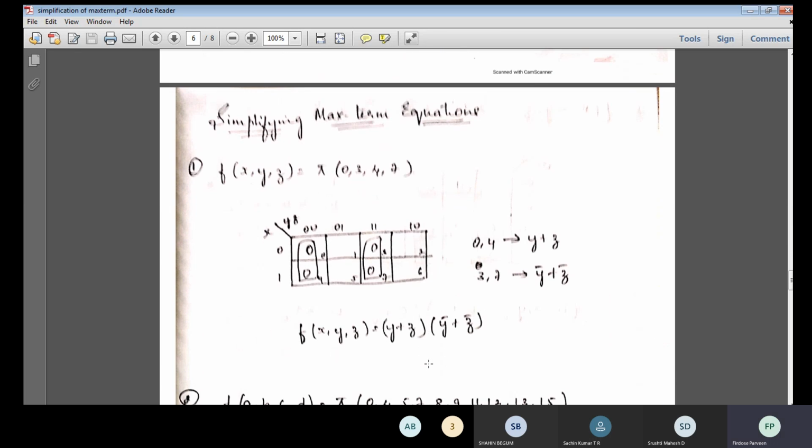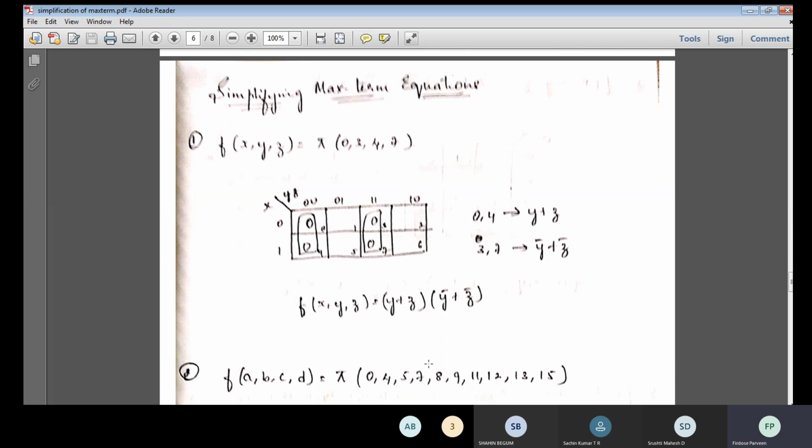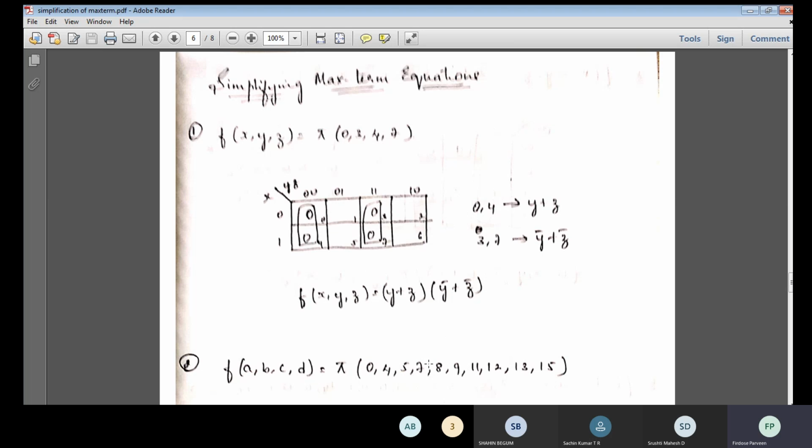Next, coming to max term equations. Till now you have seen min term equations, that is sum of product, SOP equations. Now it is max term equations. There it was sigma, here it is pi. There you were placing 1, here you will be placing 0. Grouping is the same thing. Only the procedure of writing the equation is different.